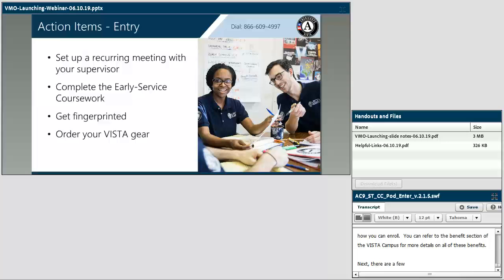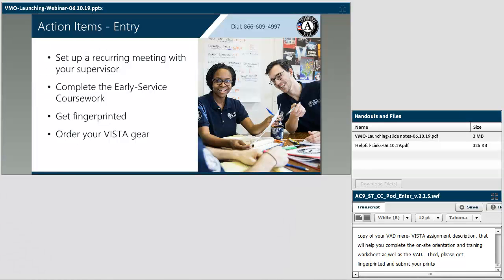And next, there are a few other action items that you'll work on over the next couple of weeks. So first is to set up a recurring meeting with your supervisor to discuss the VISTA project and your progress on a regular basis. Second, as Khadijah mentioned, is to complete the early service coursework that she just talked about. You'll find it on the Starting VISTA page of the VISTA campus. Be sure to download a copy of your VAD, your VISTA assignment description, because that'll help you complete the on-site orientation and training worksheet as well as the VAD worksheet.